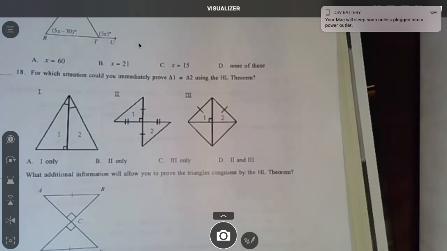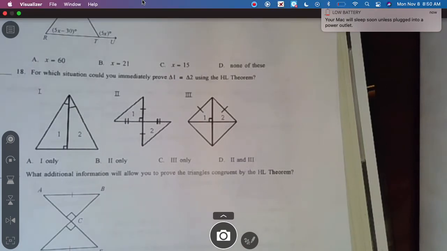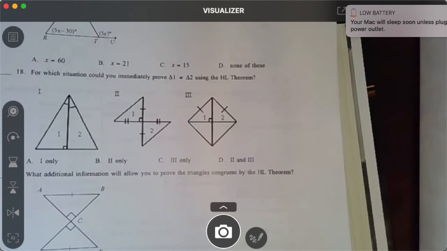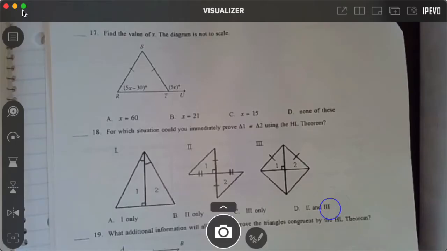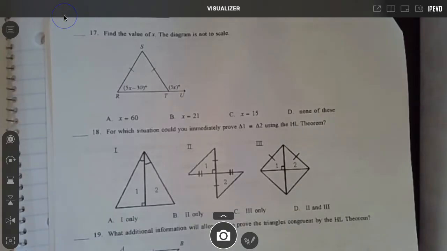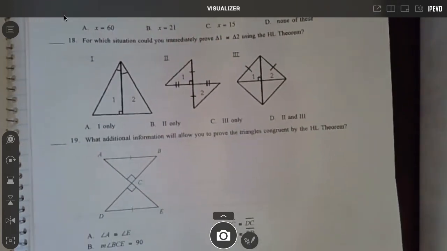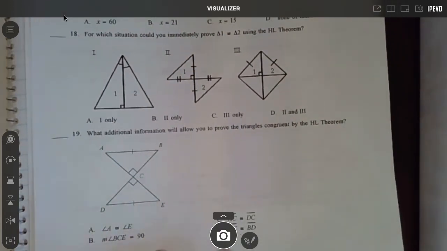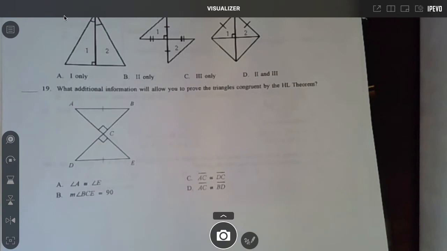All right. Let me pause for a second. So we said 18's not on there. 19, there's one like it. Y'all, when I say there's one like it, it doesn't mean it's exactly the same type of triangle.